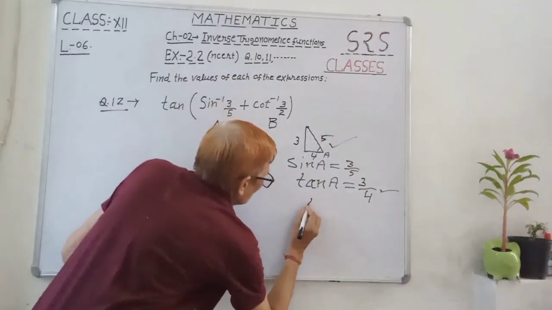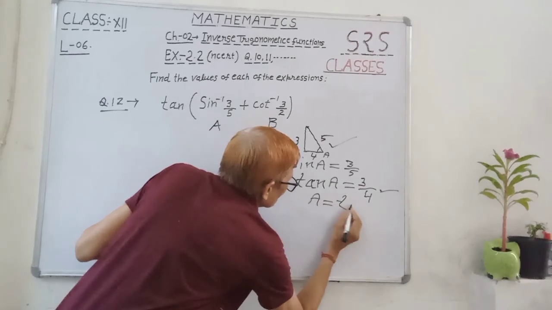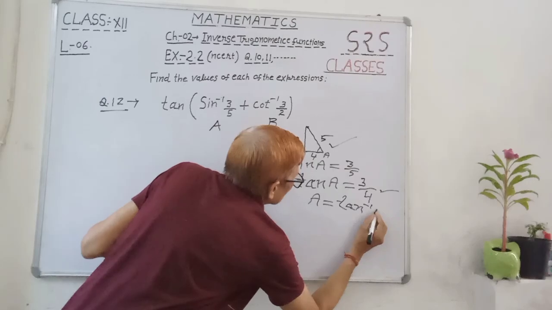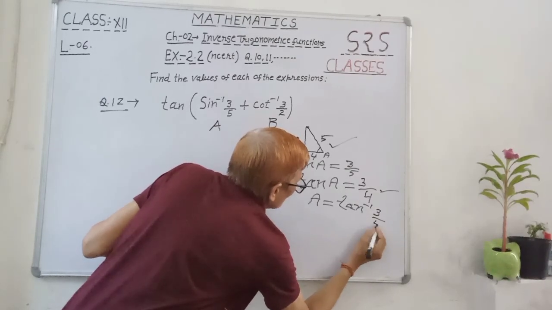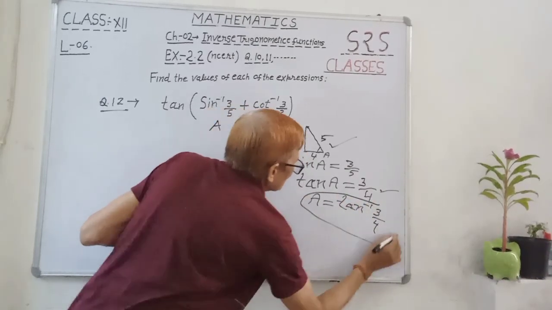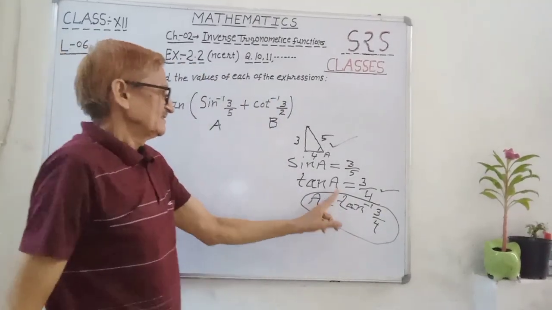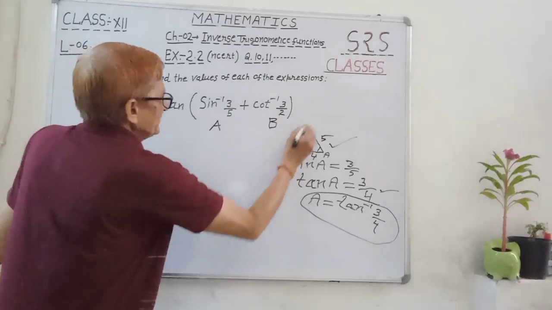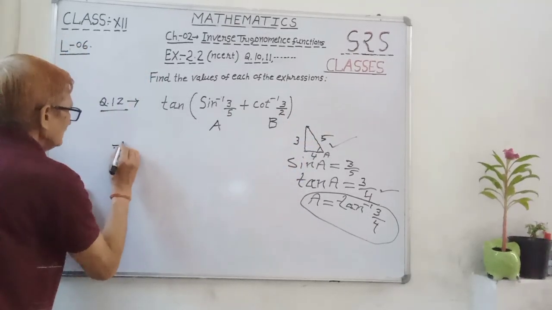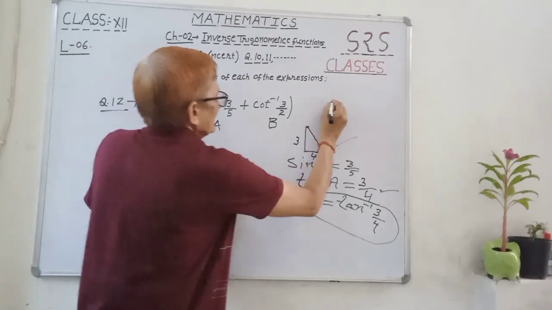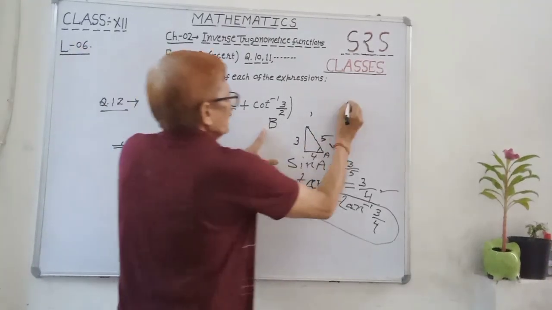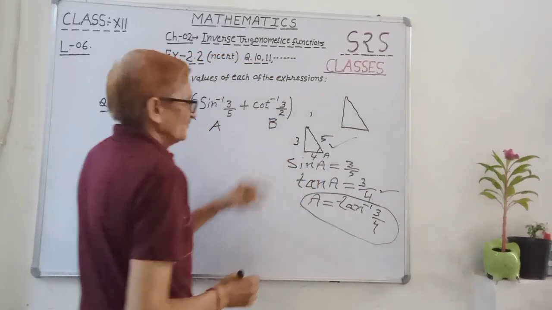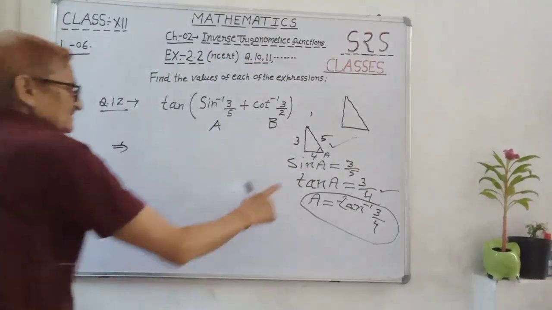So A is equal to tan inverse 3 by 4, by the inverse definition: tan will go to that side as tan inverse. So put the A value here, and similarly we can take B by the other triangle. Make another triangle here. Like this we have done.